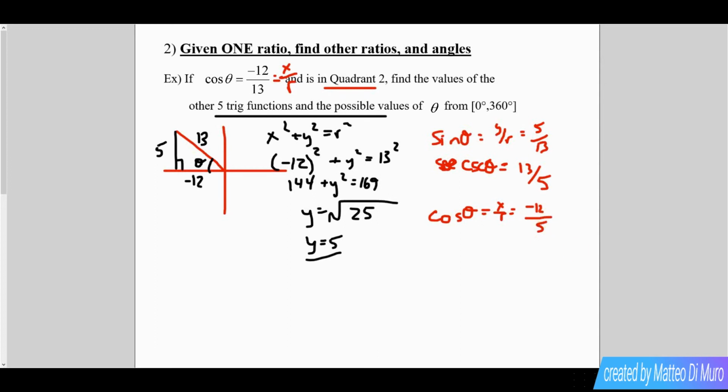Now the way I try to remember which one is related to cosecant and which one's related to cosine: it's really silly, but I just say, cos has an s in it, and secant has a c in it, so secant is the one that's related to cos, and the other one, cosecant, is the one for sine. So if I do the reciprocal, I'm going to get 13 over negative 12.